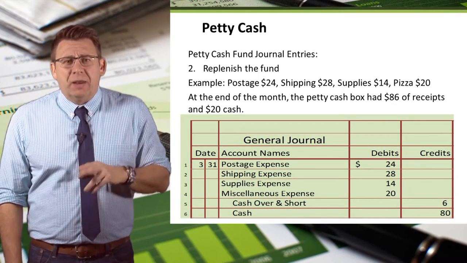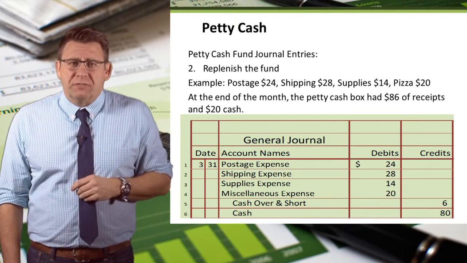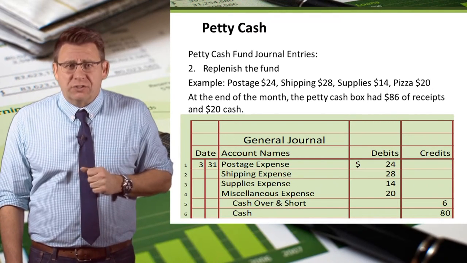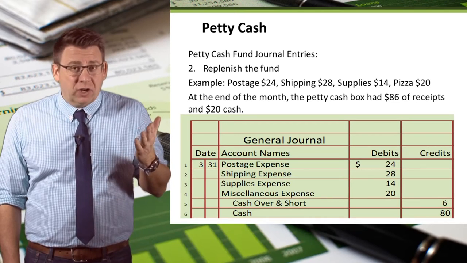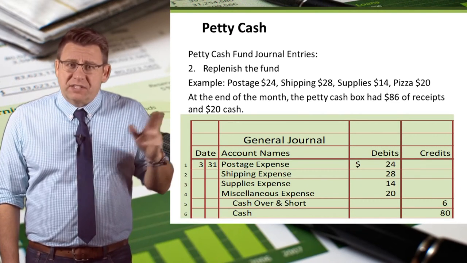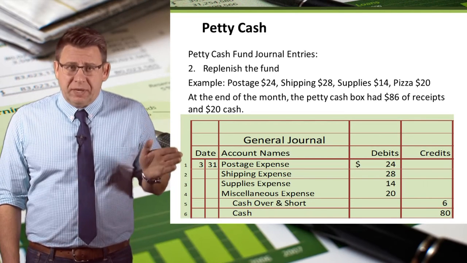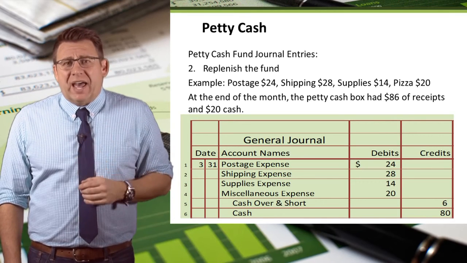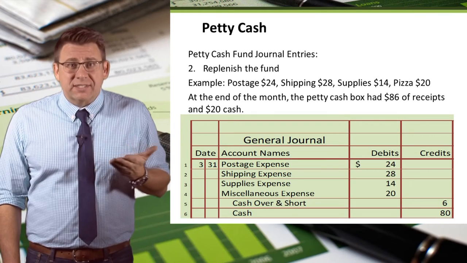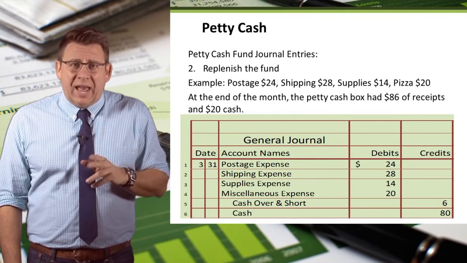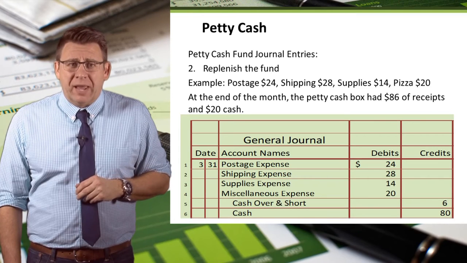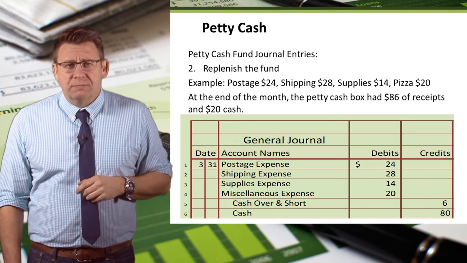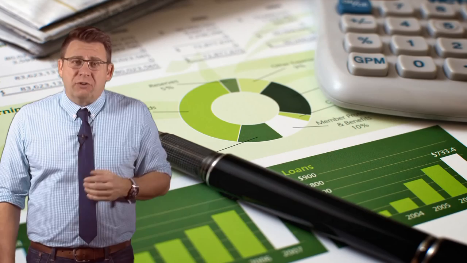Finally, let's look at this example again, but this time let's assume we have $20 of petty cash on hand. We only need $80 in cash to bring the fund back to $100. In order to do this, we need to make a journal entry and write the check to ourselves. In this example, again, we debit postage expense, shipping expense, supplies expense, and miscellaneous expense for the amounts, and we credit cash for $80. Of course, 86 does not equal 80. We need to credit cash over and short for $6 to make the journal entry balance. Once we cash the $80 check, our fund will be back to $100. And that concludes this short video on how to account for petty cash.